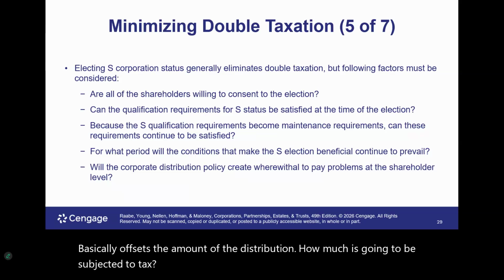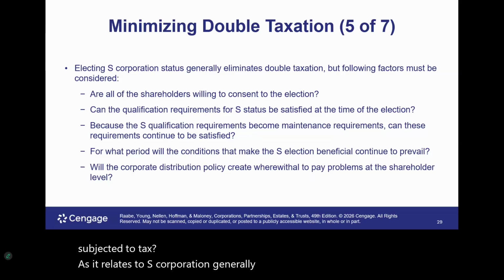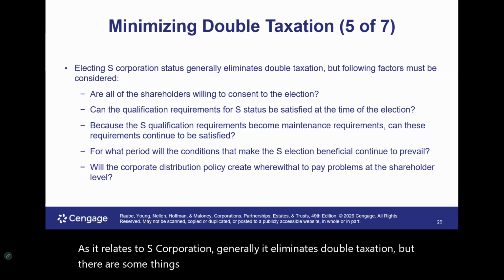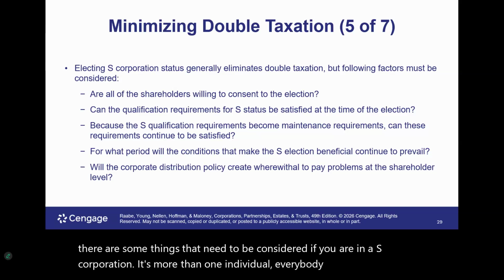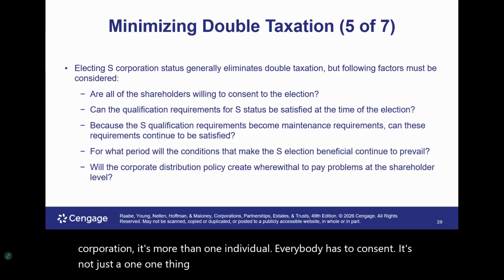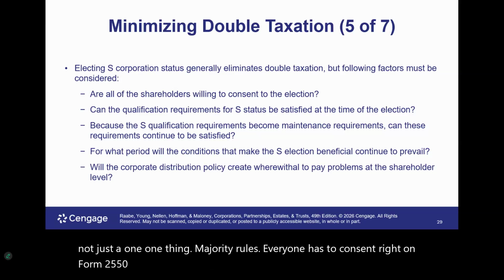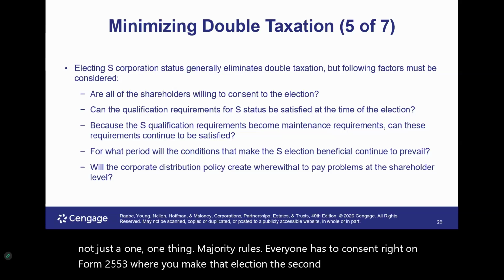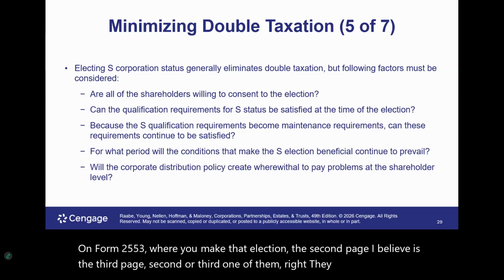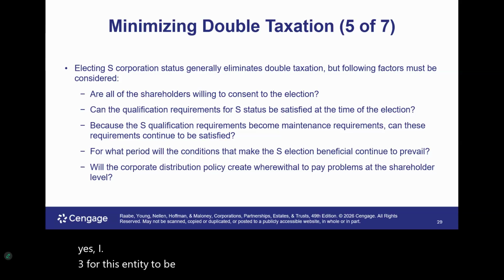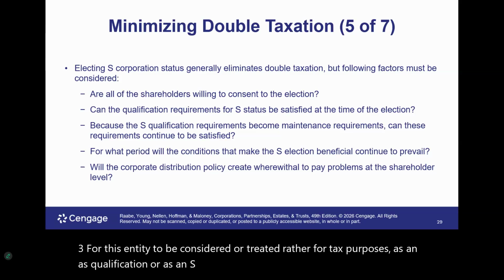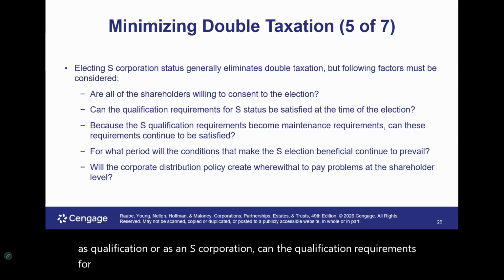As it relates to an S corporation, generally it eliminates double taxation, but there are some things that need to be considered. If you are in an S corporation with more than one individual, everybody has to consent. It's not majority rules. Everyone has to consent, right? On Form 2553, where you make that election, I believe on the second or third page, they need to sign that, yes, I agree for this entity to be treated for tax purposes as an S corporation. Can the qualification requirements for S status be satisfied at the time of election?